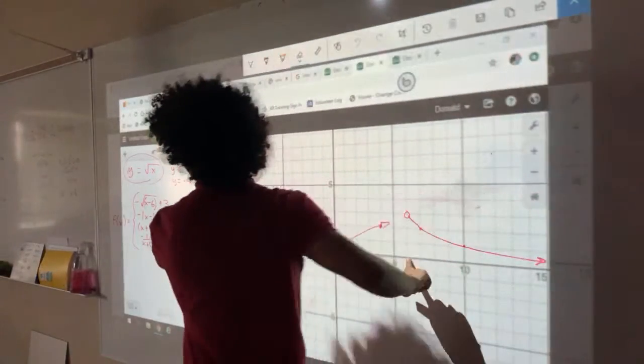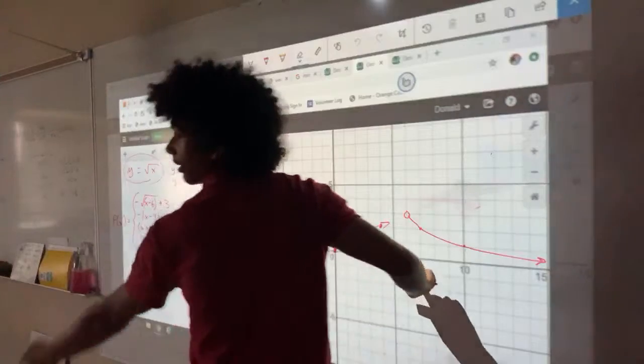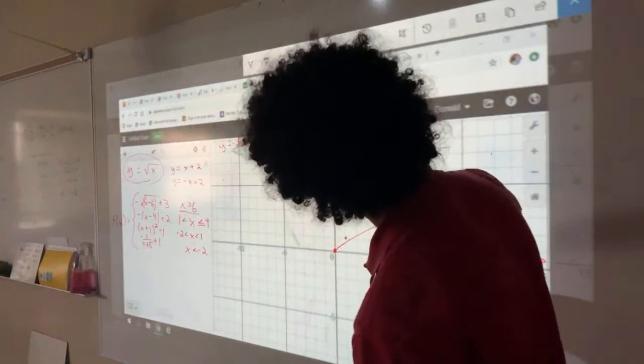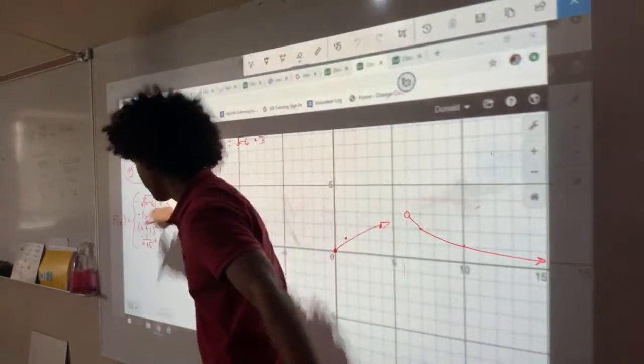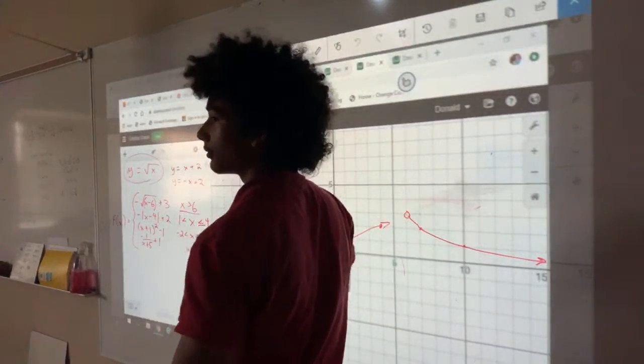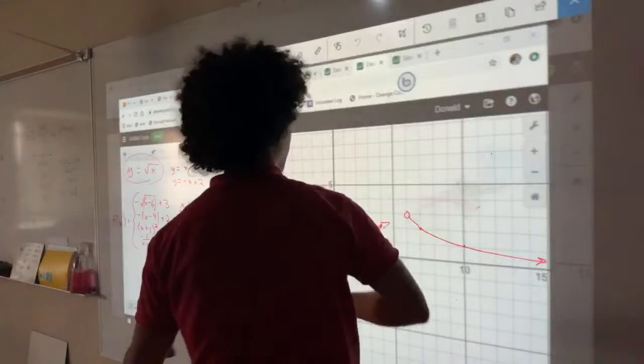And then over here, what's on the outside is gonna apply to the y. So we move it up 3, so 1, 2, 3. And that would be the first point on this graph, right? So far, so good? Okay.